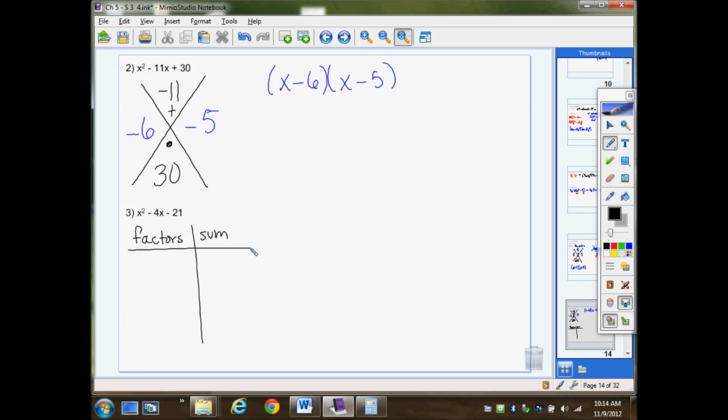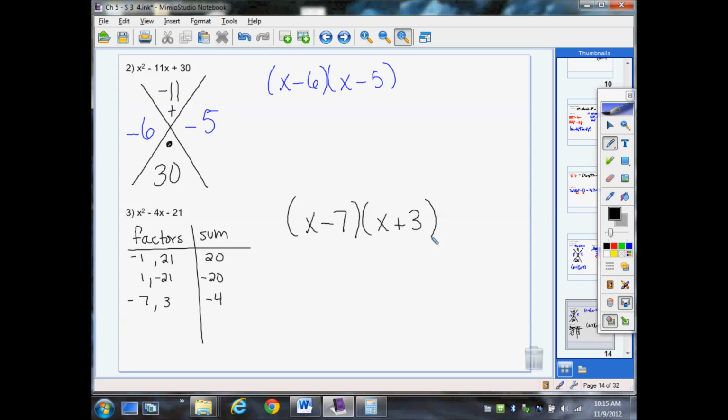So I have 1 and 21. If I make the 1 negative, that gives me a sum of 20. If I make the 21 negative, that gives me a sum of negative 20. That's not what I'm looking for. I have 7 and 3. If I make the 7 negative, I get negative 4. Negative 4 is what I wanted. So this would be x minus 7 times x plus 3.